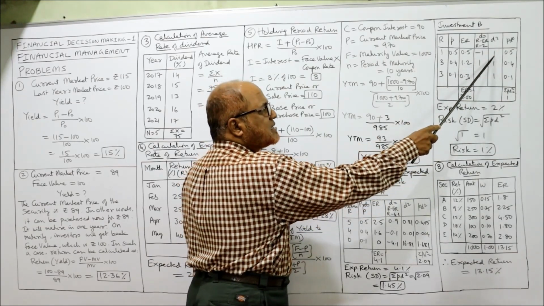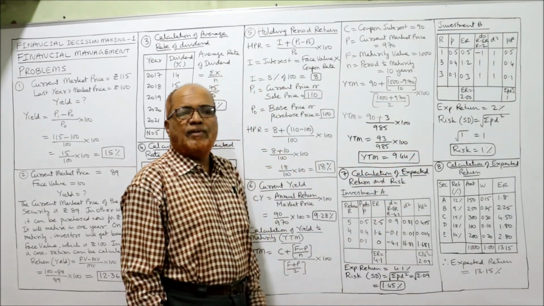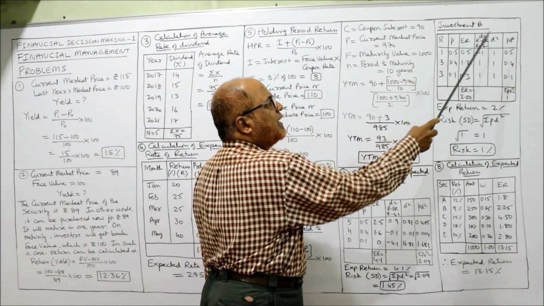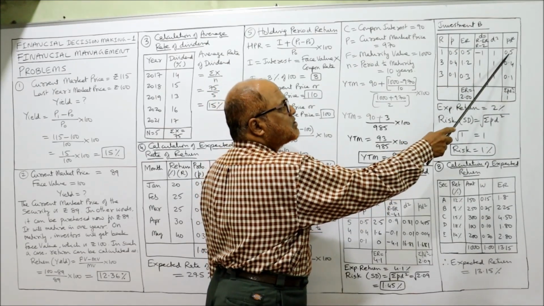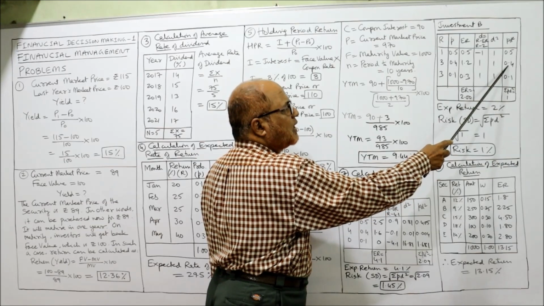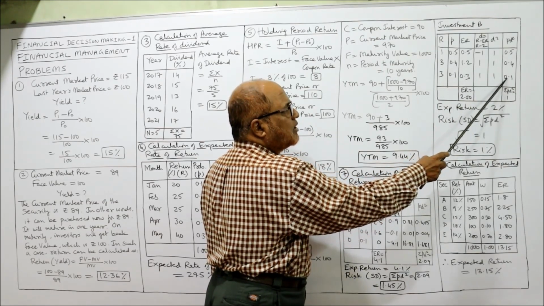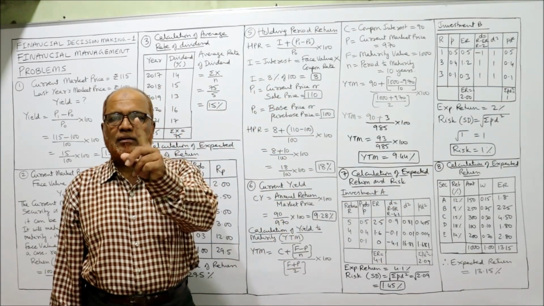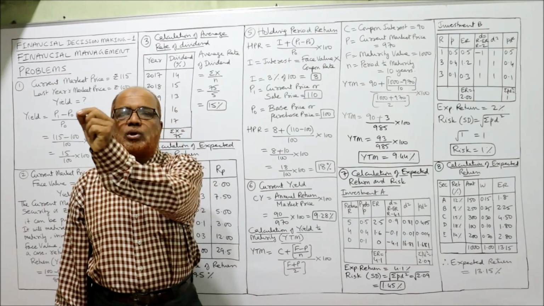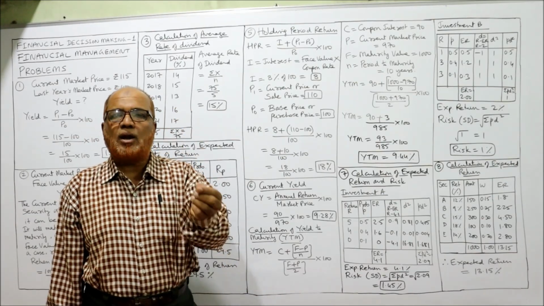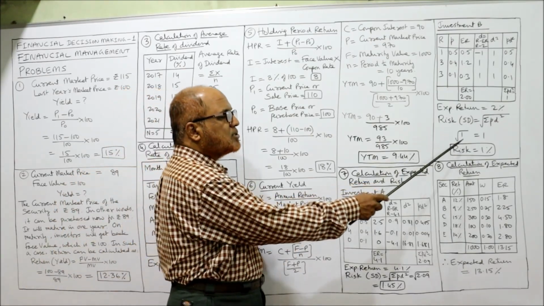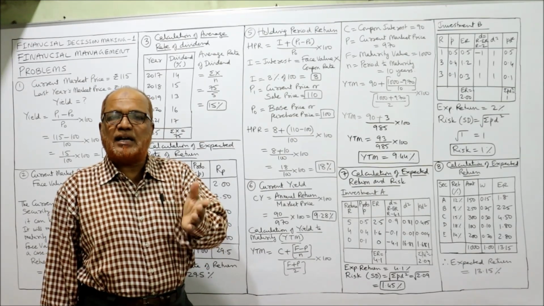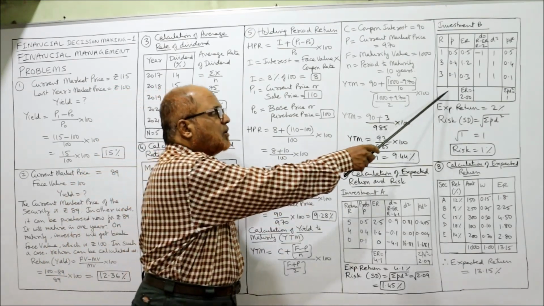Now square it. 1 into 1 is 1. When you square 1, again you will get 1. So we got D square. Now multiply PD square. 0.5 into 1 is 0.5. 0.4 into 1 is 0.4. 0.1 into 1 is 0.1. Add up, we will get 1. So summation PD square is 1. Standard deviation is under root summation PD square. So under root 1 is 1 again. That's all. The risk is 1%. So we have calculated the expected return and risk of security A and security B.